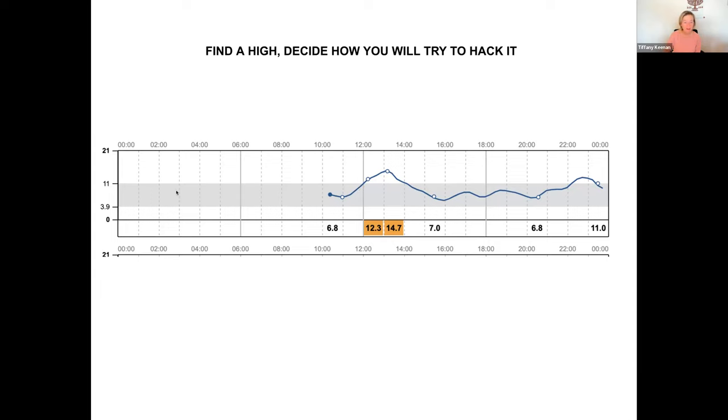Remember, in Canada, you're looking for about 3.9 to 10 or 11, depending on how you've been set. In Bermuda, we're looking from 70 to 140. The computer is basically showing us that if you're outside your gray zone, then that's probably not an acceptable spike. So this is hack number two: find a spike and hack it. You're going to say, okay, how do I hack my spike? So I'm going to give you some tips.